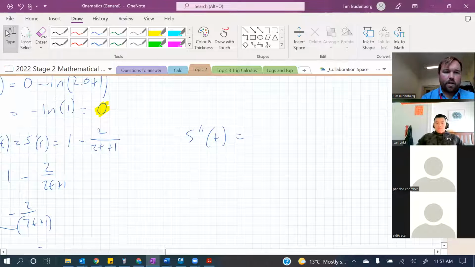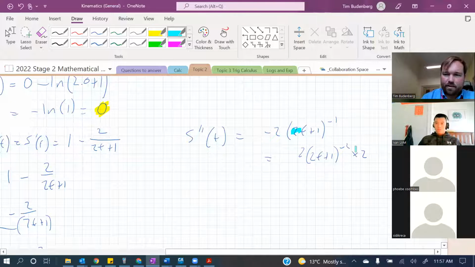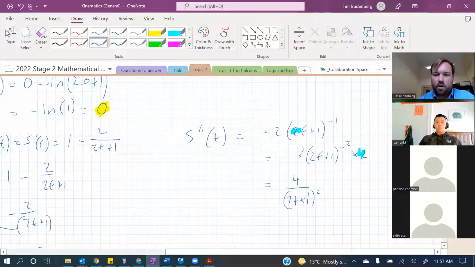Well, if we take this, 1 derives off to 0. I'm going to write that as initially minus 2t plus 1, so the negative 1. That then differentiates to positive 2t plus 1 to the minus 2 multiplied by 2 from the inner derivative coming out, which can then be written as 4 over 2t plus 1 squared. Oh, yeah, because that was my minus 2 there. All good, all good.